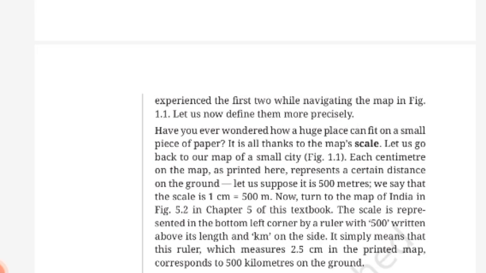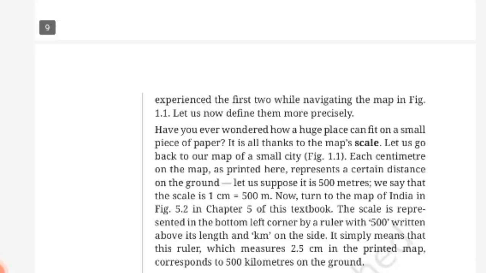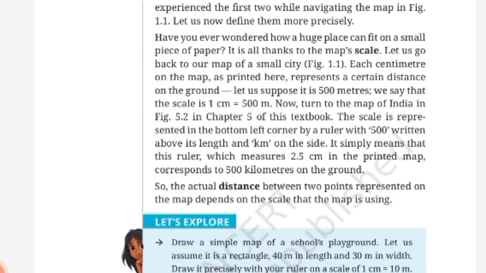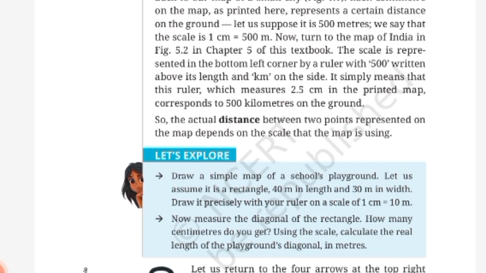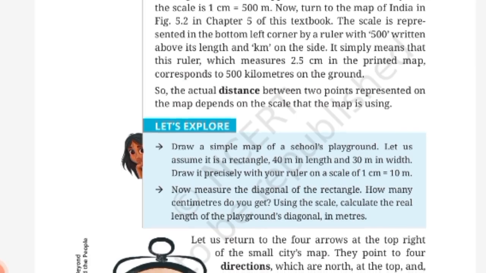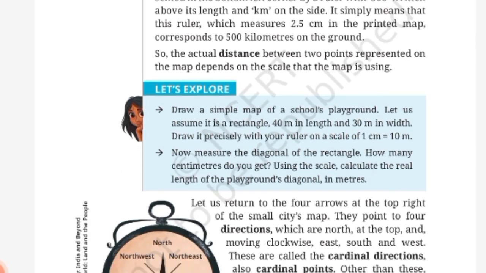Now turn to the map of India in figure 5.2 in chapter 5 of this textbook. The scale is represented in the bottom left corner by a ruler with 500 written above its length and kilometer on the side. It simply means that this ruler, which is 2.5 centimeters in the printed map, corresponds to 500 kilometers on the ground. So, the actual distance between the 2 points represented on the map depends on the scale that the map is using.